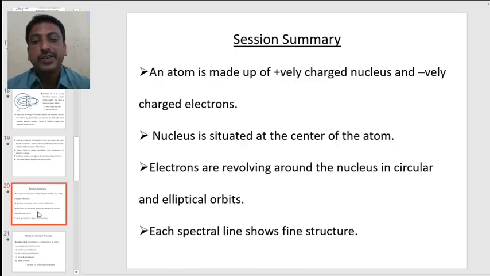Dear students, this completes this session, and the summary is that from this session we came to know that an atom is made up of a positively charged nucleus and negatively charged electrons, where the positively charged nucleus is assumed to be situated at the center of an atom and the electrons are revolving around the nucleus in circular as well as in elliptical orbits. And it is also observed that each spectral line shows fine structure, meaning every spectral line, when viewed with the help of a high resolution spectrometer, is found to be made up of a number of lines.